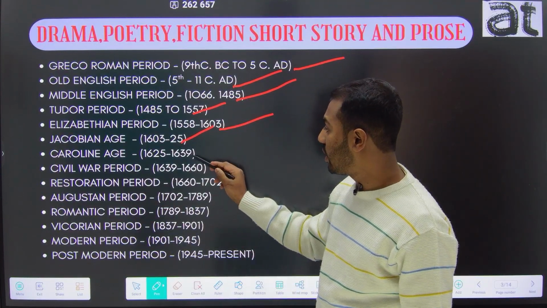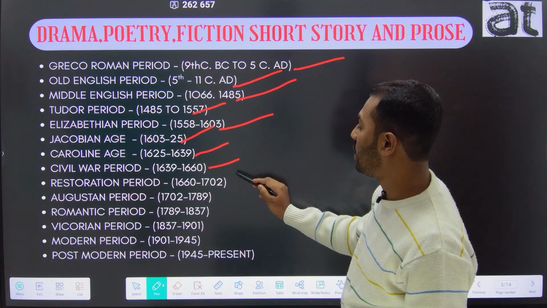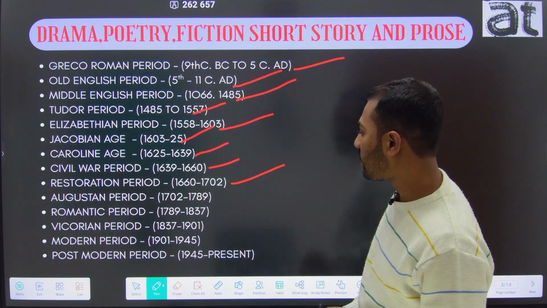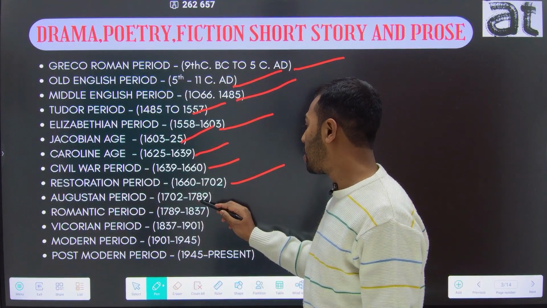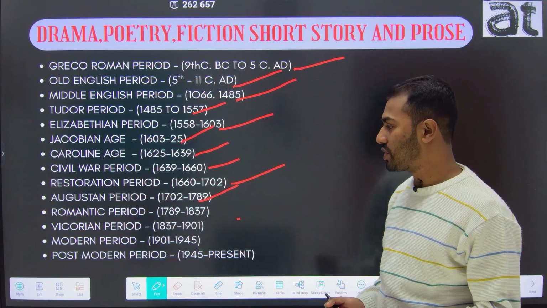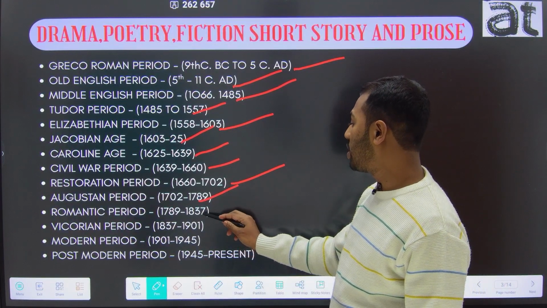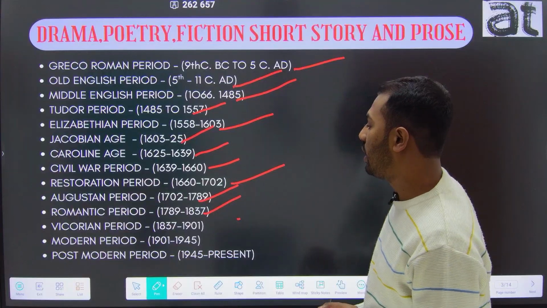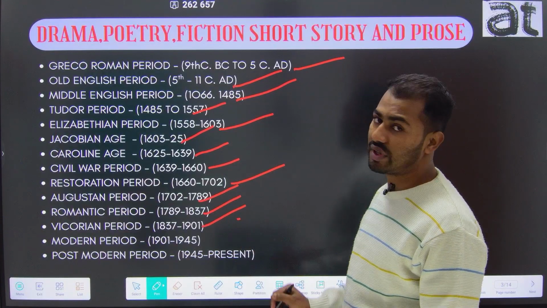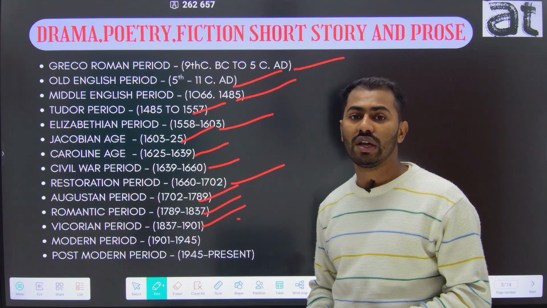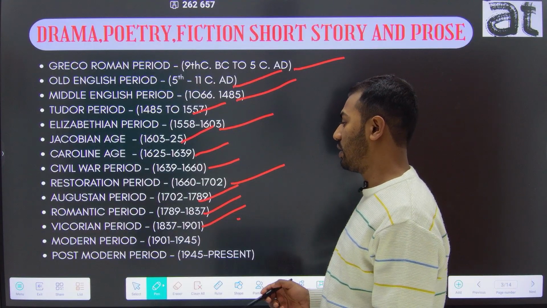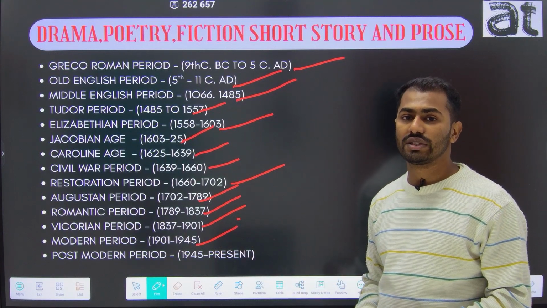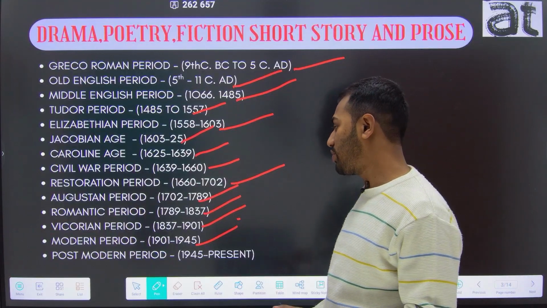After that comes the Caroline age, Civil War period, and Restoration period of Restoration dramatist John Dryden. Next comes the Augustan period of Pope and Jonathan Swift. After comes the Romantic period of William Wordsworth, Samuel Taylor Coleridge, Robert Southey. Next comes the Victorian period of Tennyson, Elizabeth Barrett Browning, Charles Dickens. And next after comes the modern period. In the modern period you have to read T.S. Eliot, W.B. Yeats, W.H. Auden.